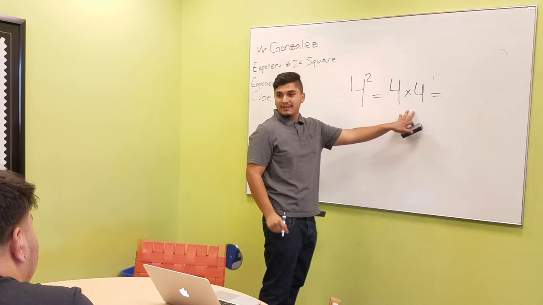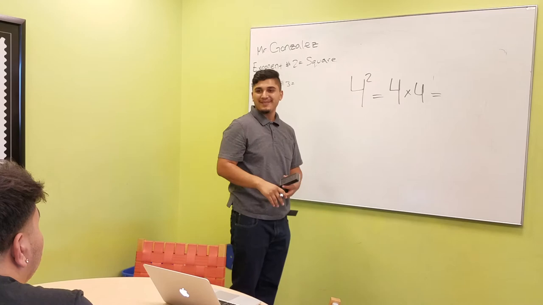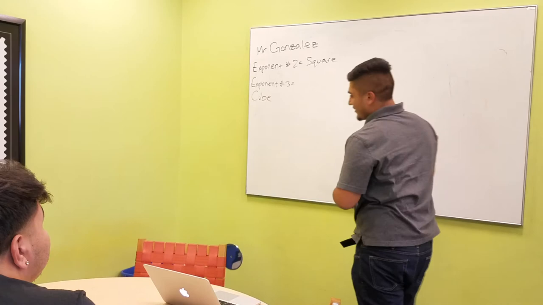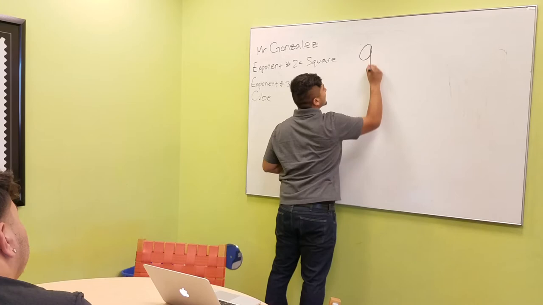So what's 4 times 4? You tell me, Mr. Joseph. 16? 16, yes, Mr. Adam. 16. So now I'm going to let you guys do one each. We're going to have 9 to the power of 2, and then we're going to have 7 to the power of 2.